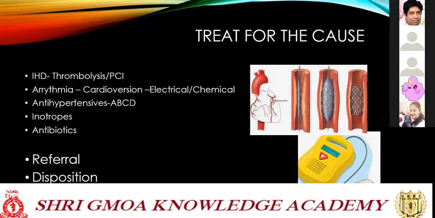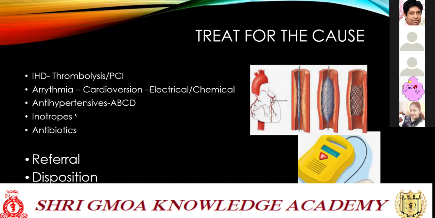There are arrhythmias: if the patient's blood pressure is low and the patient is unstable, then you have to go for a cardioversion, mainly electrical cardioversion. Otherwise, yes, you can go for a chemical cardioversion. Hypertension: if the patient develops hypertensive pulmonary edema, you can start GTN infusion. Apart from that, ABCD means ACE inhibitors, beta blockers, calcium channel blockers and diuretics, to start for the hypertension.